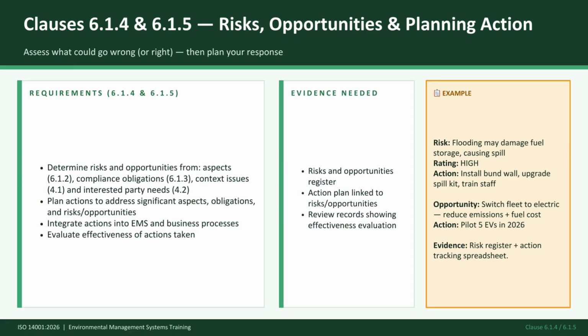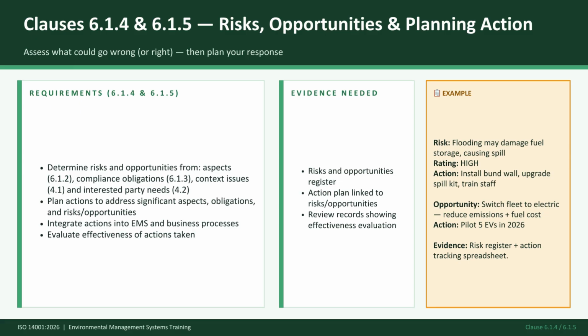A risk is something that could prevent you from achieving your environmental objectives: a flood that destroys chemical storage, a staff shortage that compromises waste segregation, a supply chain disruption. An opportunity is something positive, a chance to switch to renewable energy, adopt cleaner technology, improve efficiency.